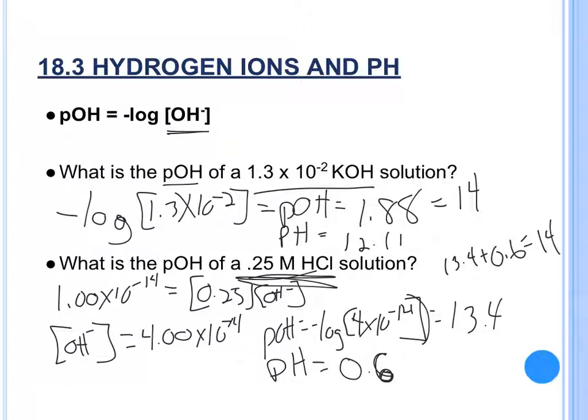The reason it's not 14 is because we've done some rounding along the way. So here's a fact that you can take advantage of. The pH plus the pOH always equals 14.